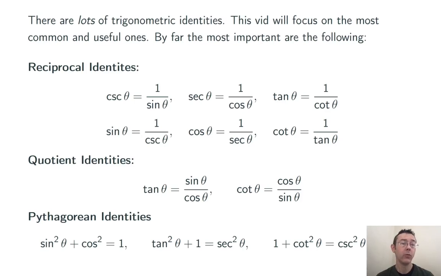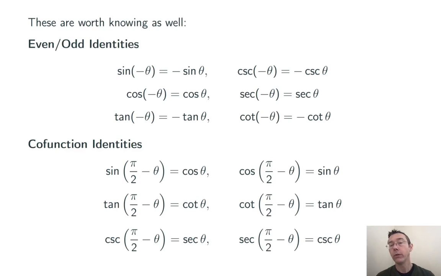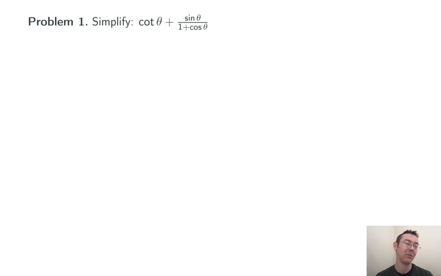In particular, you really need to memorize the reciprocal, quotient, and Pythagorean identities that I have listed here. They just come up all the time. Still worth knowing, but slightly less important, are these, the even-odd identities and cofunction identities. I'm going to use these in this video as well. Okay, let's do some problems.